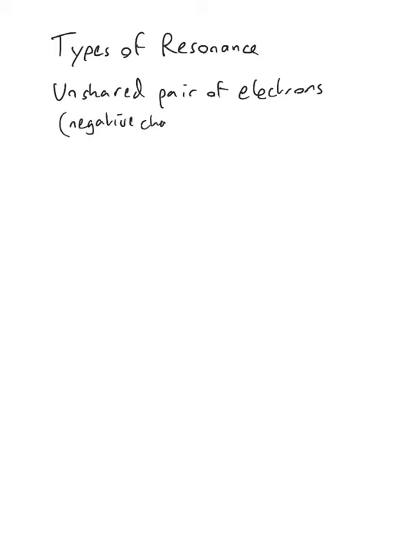Right, this video sums up the types of resonance. So there are several. There is the unshared pair of electrons, whether it be a negative charge or lone pair next to a pi bond.